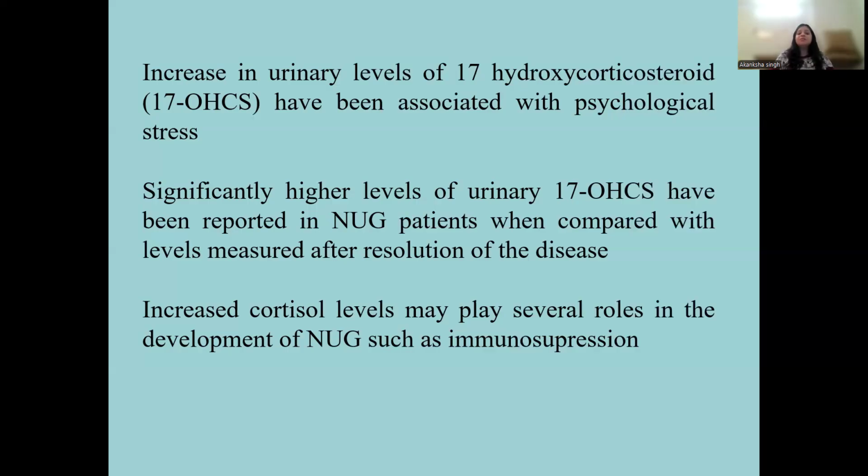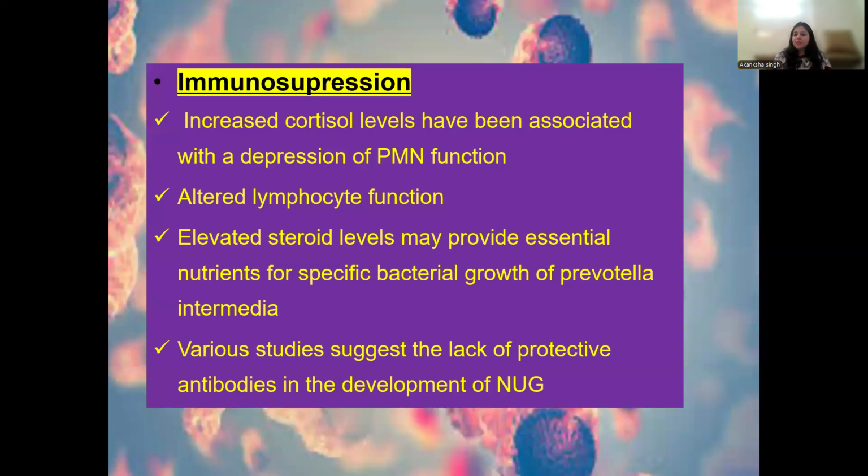So increased cortisol level may play several roles in the development of necrotizing ulcerative gingivitis, such as immunosuppression. Now, when we talk about immunosuppression, we are correlating stress, increased level of corticosteroids, and because of that, immunosuppression. Increased corticosteroid levels have been associated with depression of polymorphonuclear neutrophil functions. When we talk about neutrophils, that is our first line of defense, right? Their function is chemotaxis, phagocytosis, and maintaining the oxidative burst mechanism. So these functions become depressed.